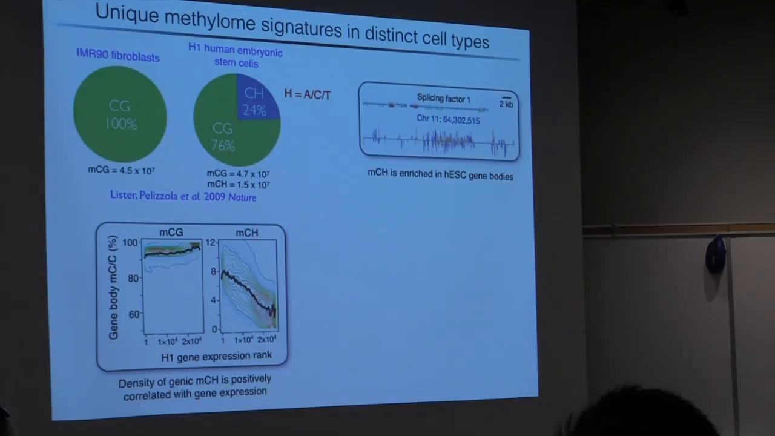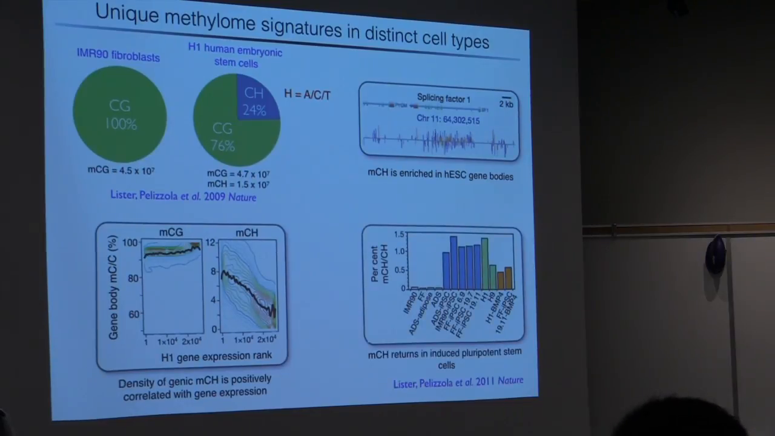And actually, there was recent work from Dirk Schübeler's lab, a very nice study, that showed that there's a mark correlated with gene body chromatin modifications called H3K36 trimethyl. And the enzyme that lays down this gene body methylation in embryonic stem cells is DNMT3B, and that actually binds to the H3K36 modification. So I think Dirk has figured out how it gets there, but why it's there is not clear.